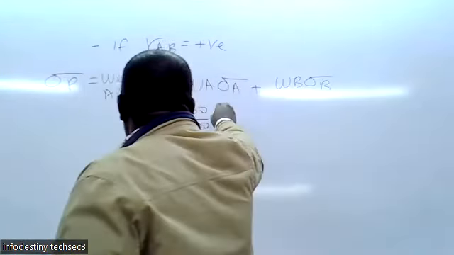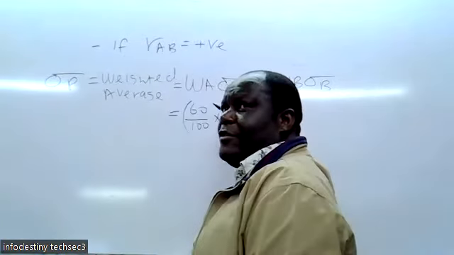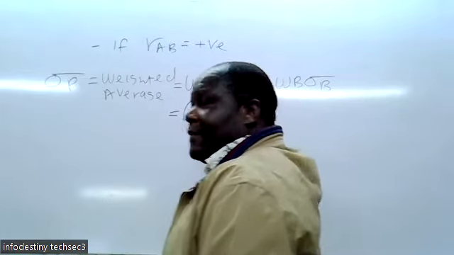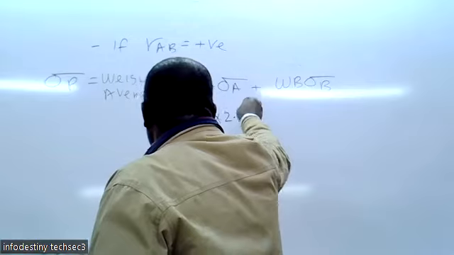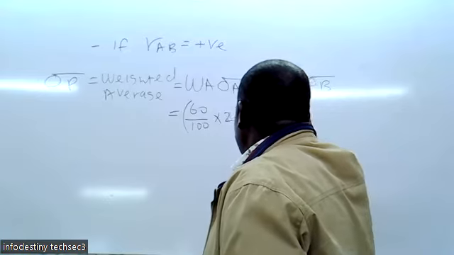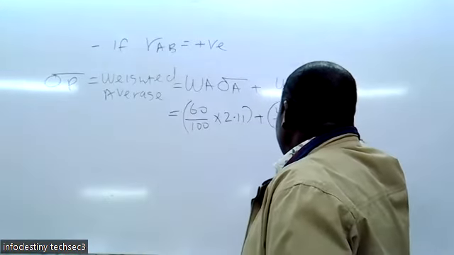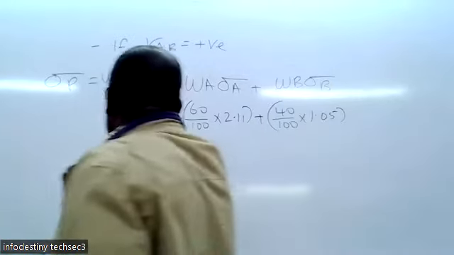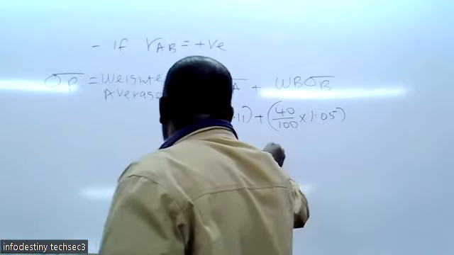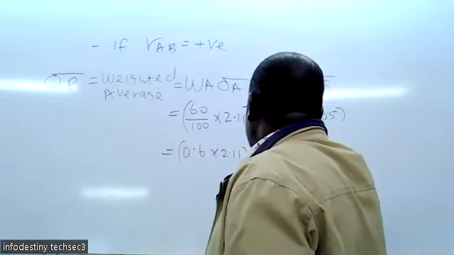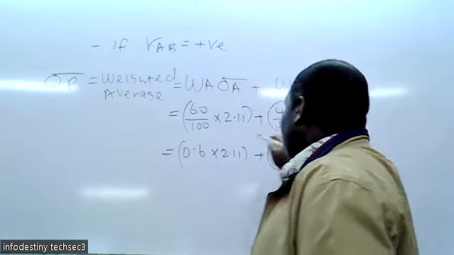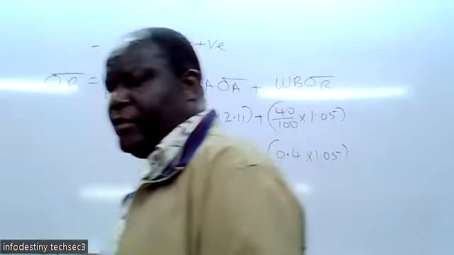Then you had calculated the standard deviation for A. You can check up there. Standard deviation for A was 2.11. Then the weight for B is 40% over 100, and this one was 1.45. So finally, it is 0.6 multiplied by 2.11, plus 0.4 multiplied by 1.45. That's how we can come up with the standard deviation for the portfolio.